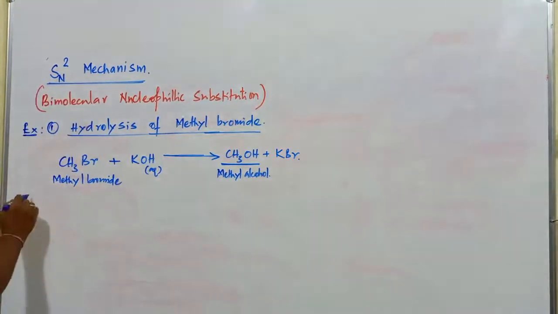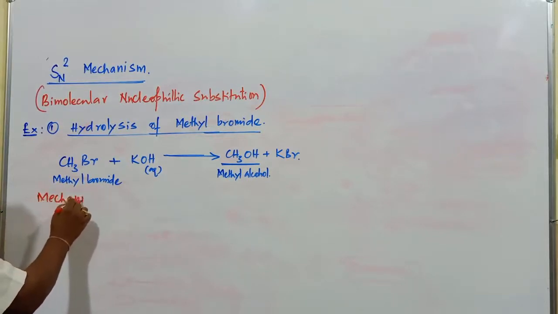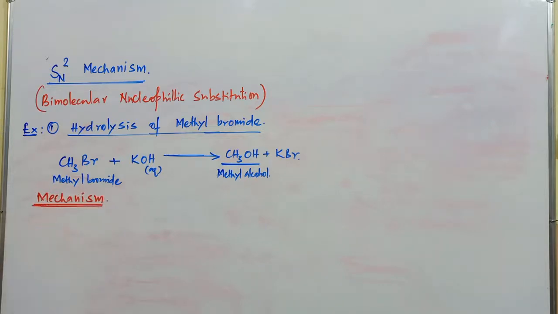Then how does this mechanism take place? How is the mechanism of this hydrolysis of methyl bromide involved? Mechanism. Yesterday we discussed SN1 mechanism. What was the number of steps in SN1 mechanism? SN1 mechanism takes place in 2 steps. Formation of carbocation in the first step. The second step is attack of nucleophile. But remember, SN2 mechanism takes place in only one step, that is a single step reaction. How does SN2 mechanism take place in only one step?